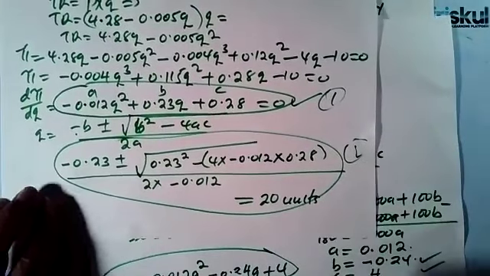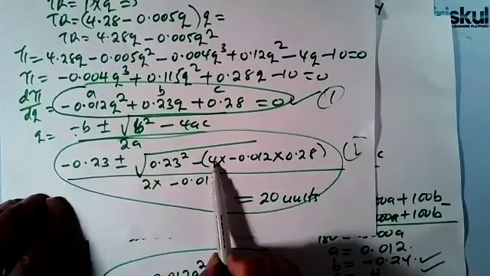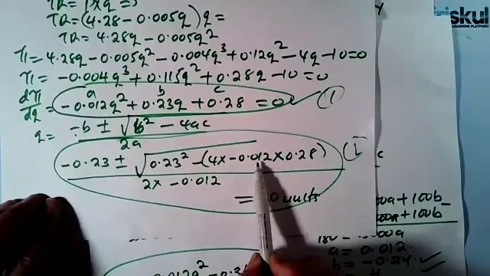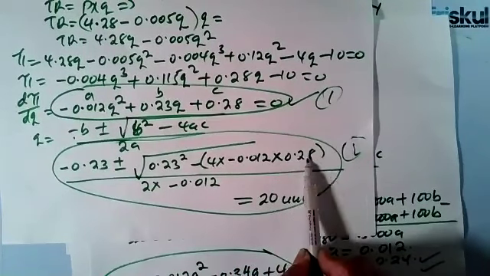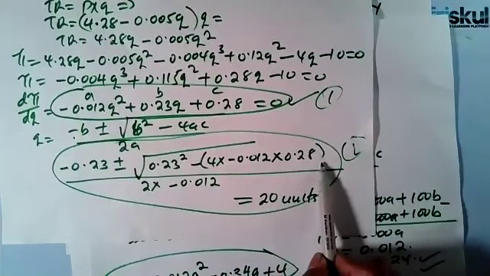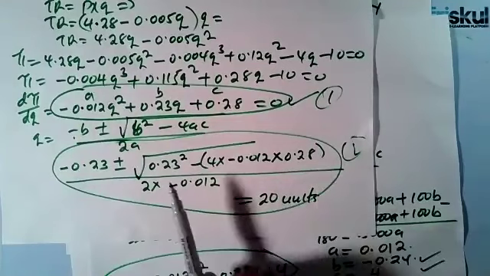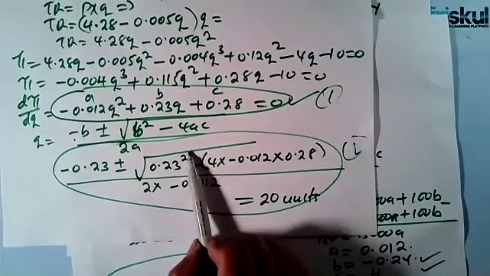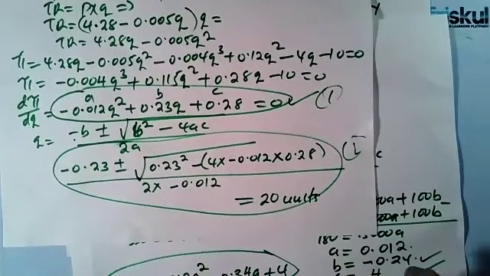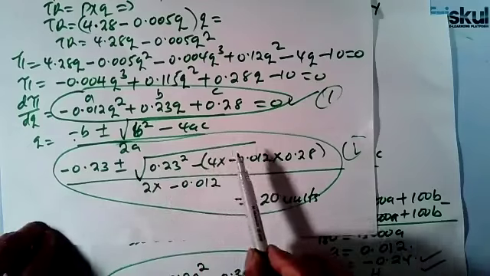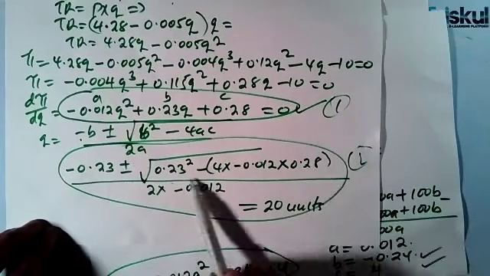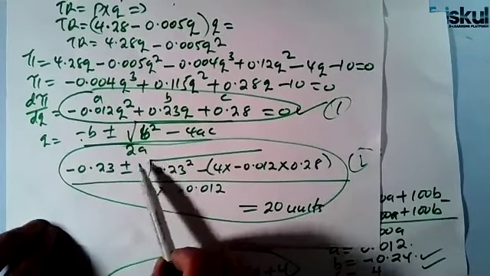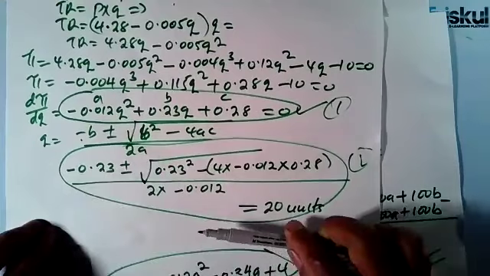Okay, so this is what you'll do. You take 4 times negative 0.012, and then you multiply by 0.28. You press equals. Then you take 0.23 squared minus the answer, equals. Then you get the square root of the answer, equals. You will have gotten all that. Then from there, it's either plus or minus that, then you divide the answer by that.